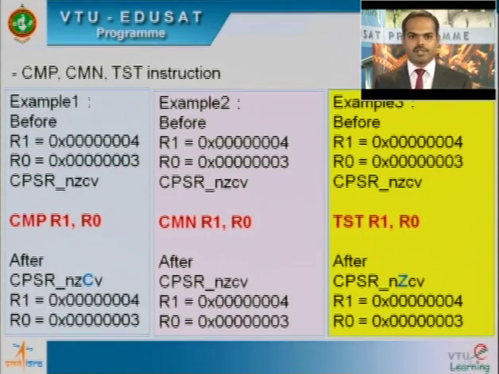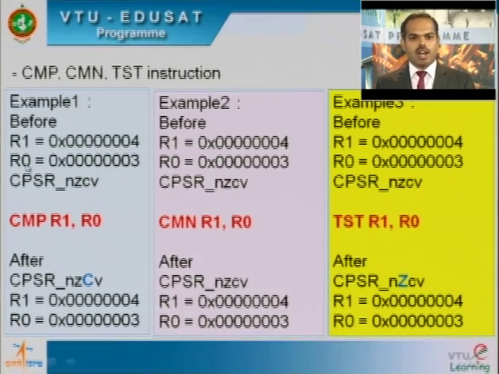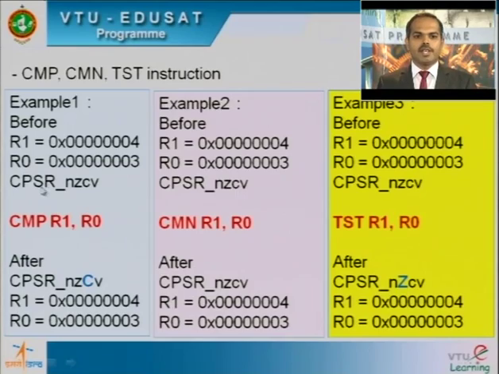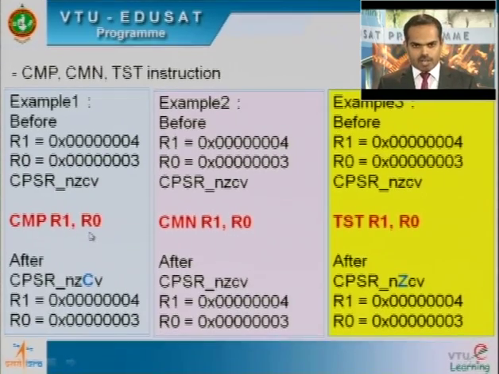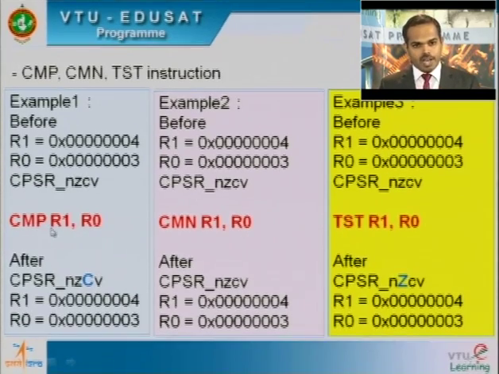We'll look at the examples of this. Now, look at example 1. Before execution of the instruction, R1 content is 4, R0 content is 3. CPSR flags, NZCV written in small letters, indicate all of them are equal to 0. Now, when we compare R1 with R0, CMP R1 with R0, after the execution of this instruction, the CPSR carry flag will be set.